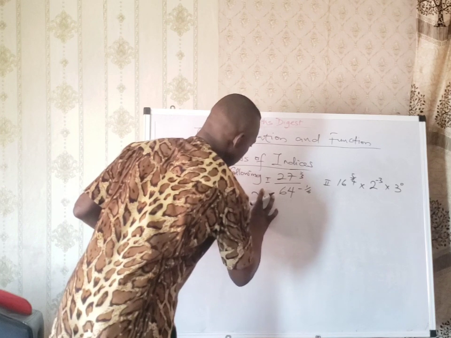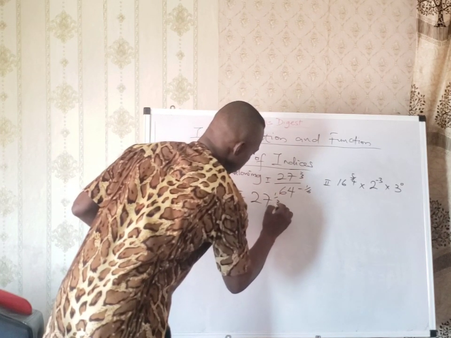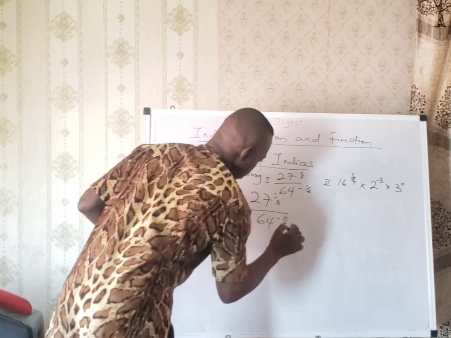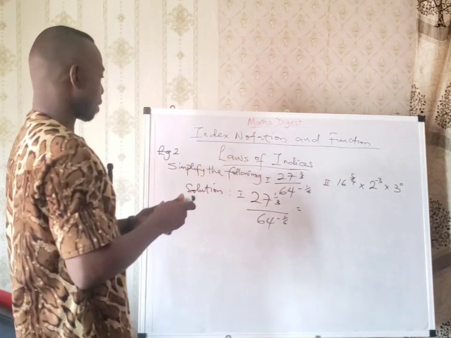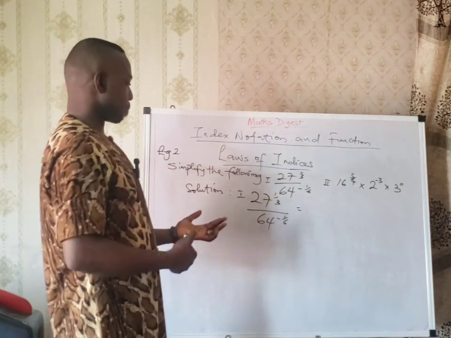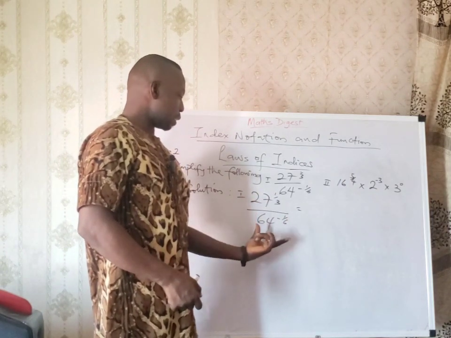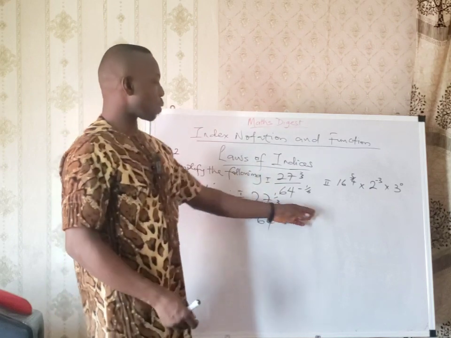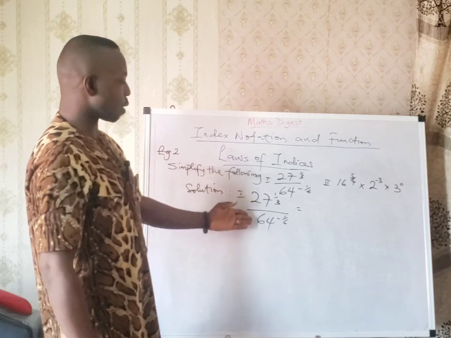27 raised to power 1 over 3 over 64 raised to power minus 1 over 6. Now from here we can say equal to. Now we're going to take this differently. We're going to be handling the numerator and the denominator by simplifying each first. Then once we arrive at the end side of it, we look at it.